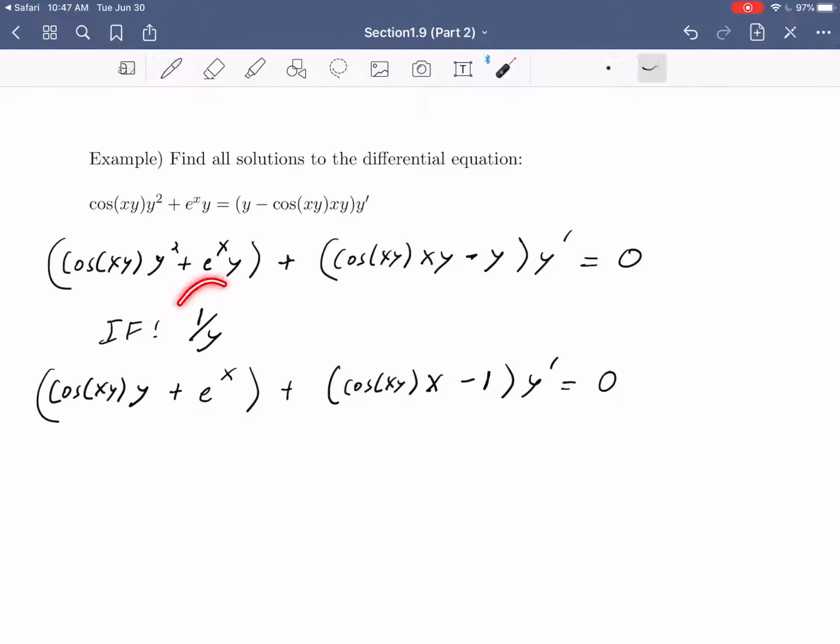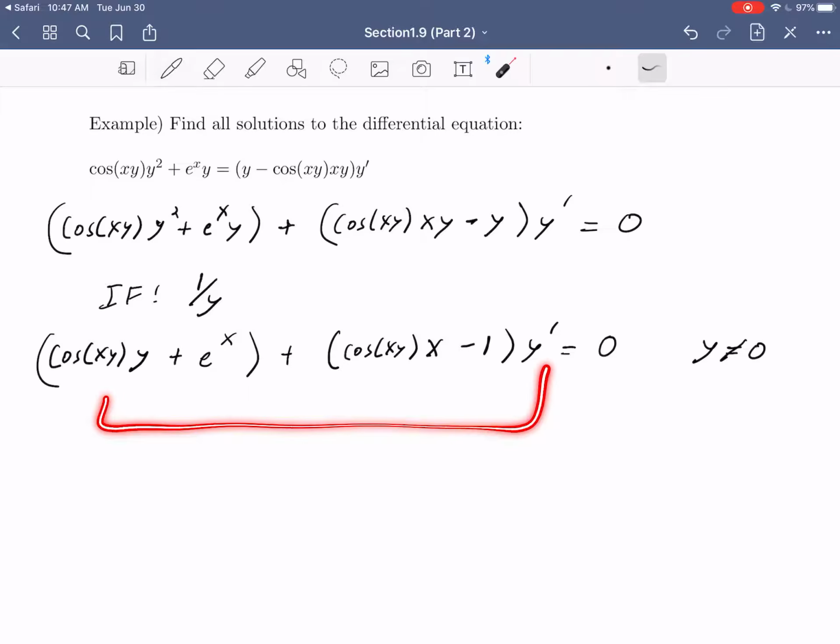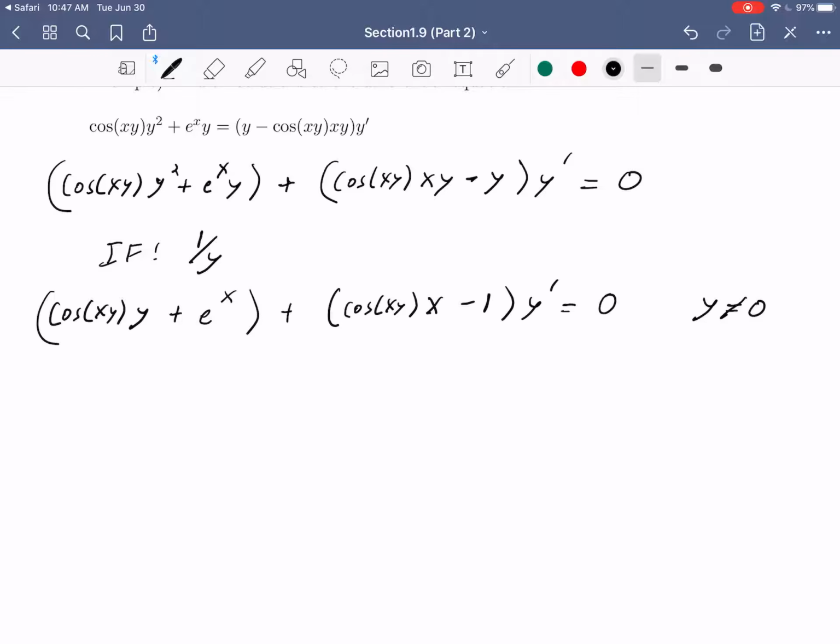Now, of course, by multiplying by 1 over y, you're really dividing by y. So we should make the little assumption here that y is not equal to 0, and we will need to probably go back and check that at the end. So let's go ahead, though, and proceed from here. All right, again, we don't need necessarily to do another check for exactness, but we might as well. So let's do our check for exactness. So again, this is now our new M, and this right here is our new N.